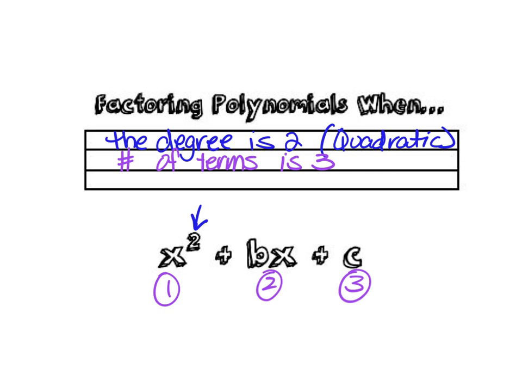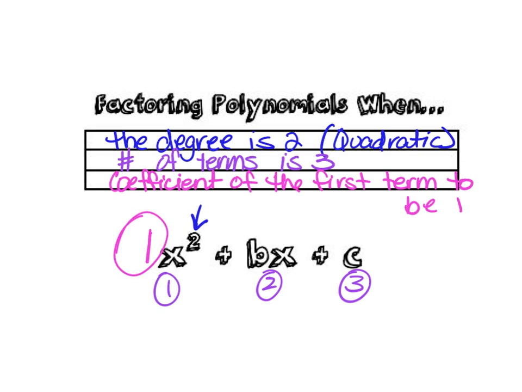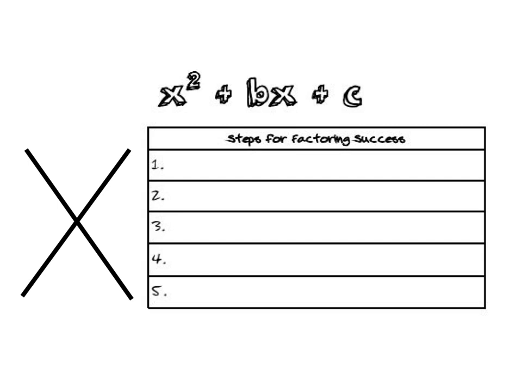Last but not least, we want the coefficient of the first term to be 1. So here there would be a 1, and that's where we want that to be. Okay? All right, so here we go.